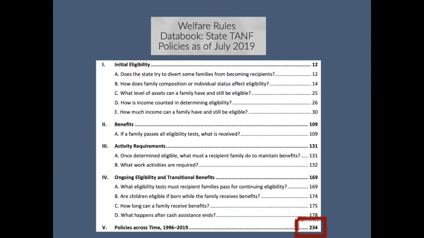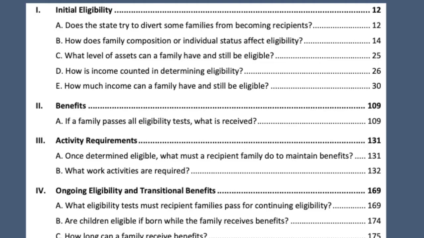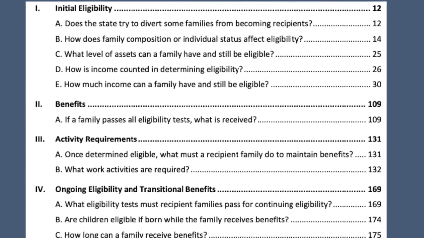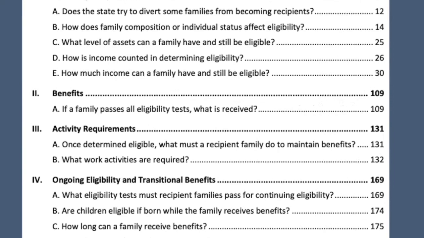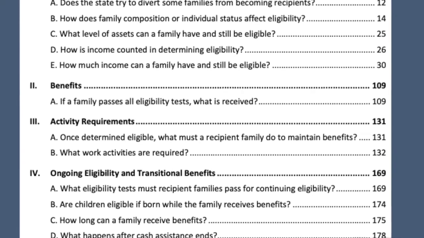Now, you'll notice if we look at the table of contents, and this is just covering determining eligibility, Part 1, Part 2, Part 3, Part 4 is all about eligibility, benefits, different requirements, that kind of thing. And then you get sort of a historical analysis starting on page 234. So from page 12 to page 233 at least, you have over 200 pages of eligibility information.